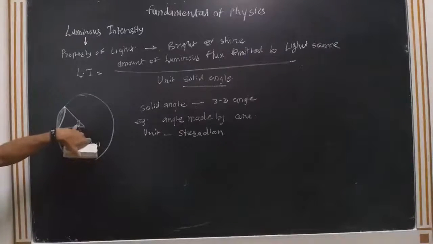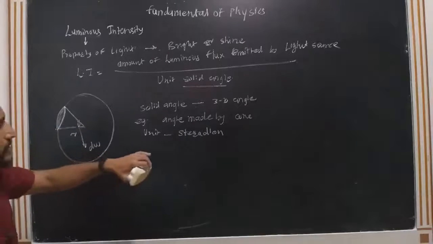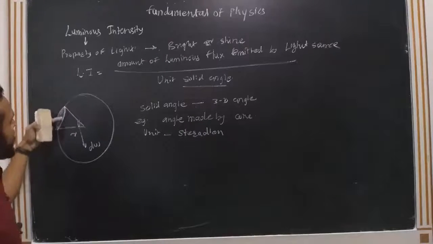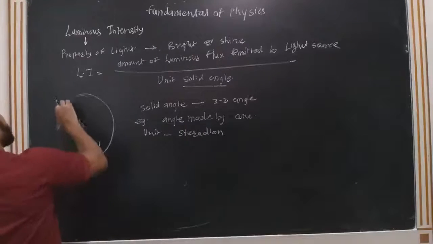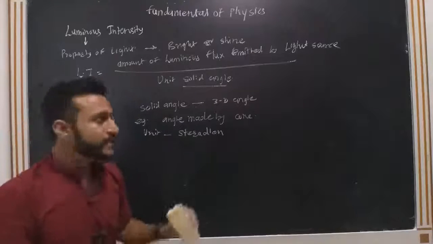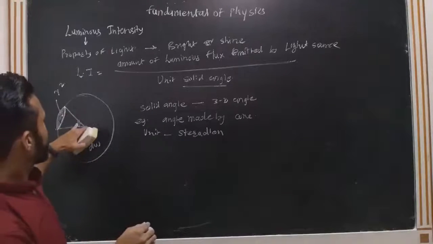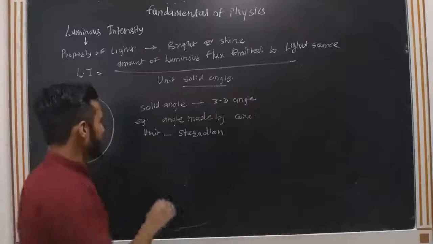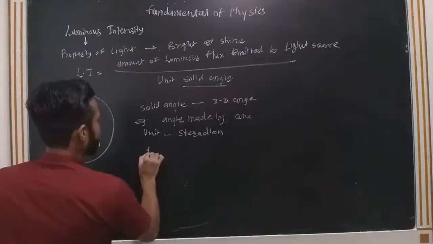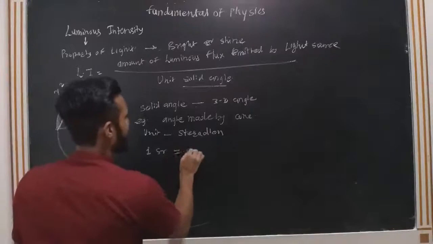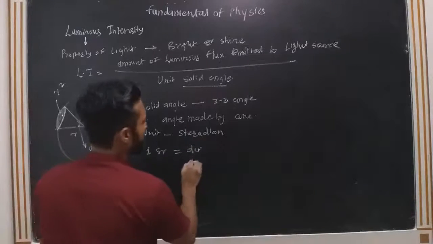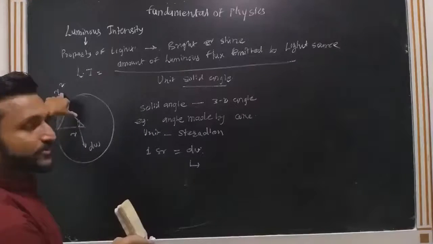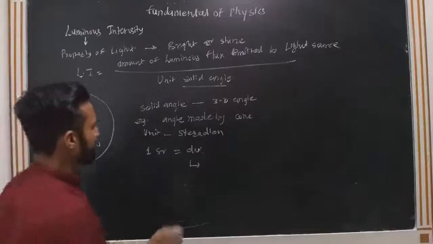this solid angle is said to be 1 steradian only when the area made over here is equal to r square. So if this area is r square, by making this solid angle dω, it is equal to 1 steradian. I hope it is clear, right? So dω is equal to 1 steradian, and the condition is that the area made here by the solid angle is equal to r square. r is the radius of this sphere, right?